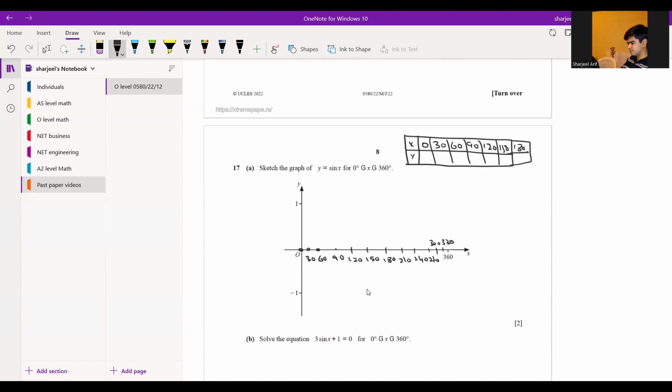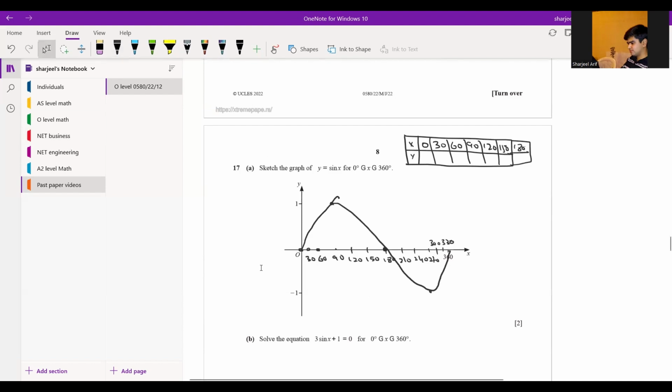So just use your calculator to find the values of sine 30, 60, 90. You will get the graph in this shape. Wait, it's wrong here. You will get the maximum value at sine 90 and minimum value at sine 270. So this is how you will make the graph.